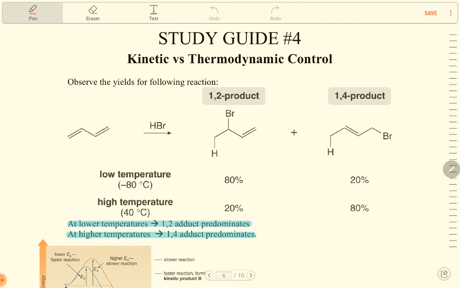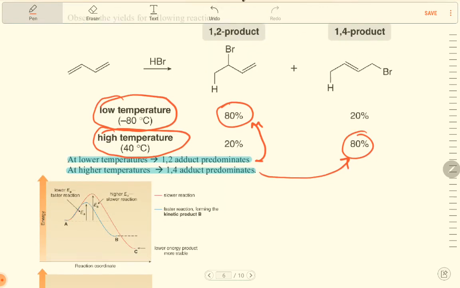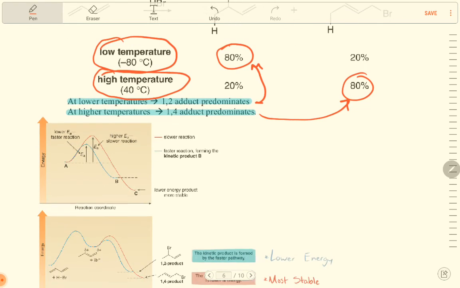Kinetic versus thermodynamic control. When you observe the yield of these reactions, remember at low temperature, negative 80 degrees Celsius, and at high temperature, 40 degrees Celsius. At low temperature the 1,2 product dominates, and at high temperature the 1,4 product dominates. Remember we discussed thermodynamic and kinetic control.